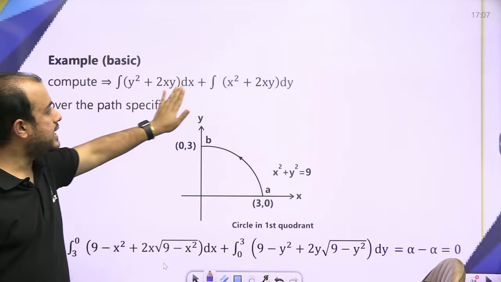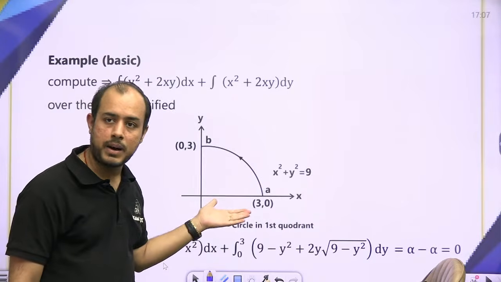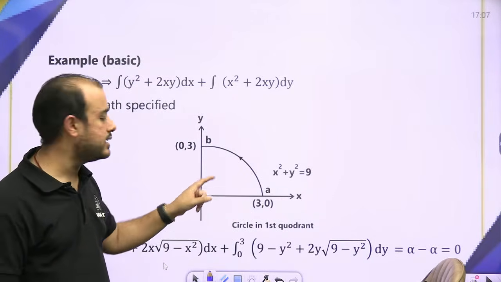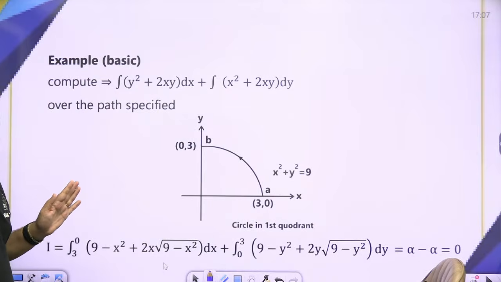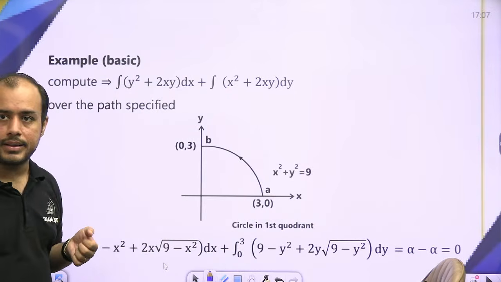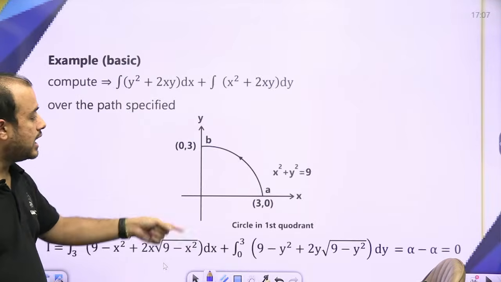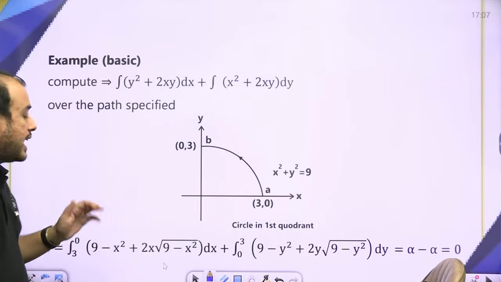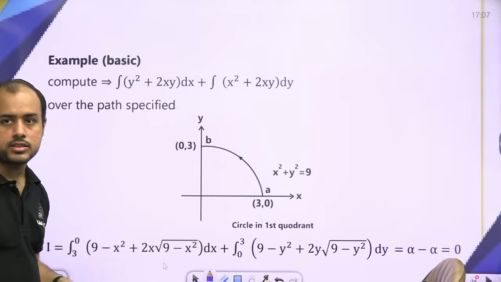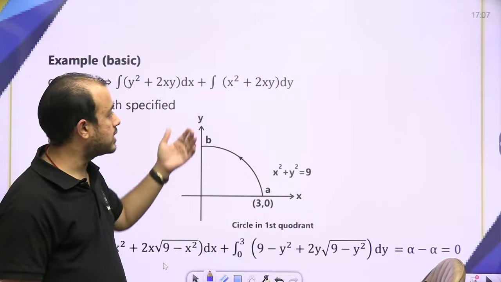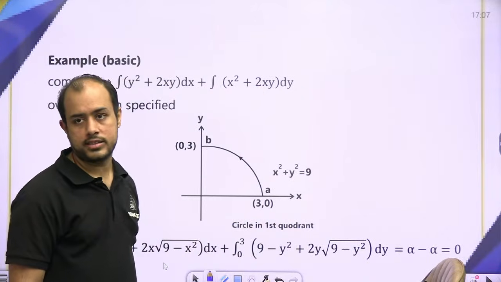See, I have to find this line integral and I have given a path. What is this path? This path is a circular arc in the first quadrant which goes from 3, 0 to 0, 3. So what did you do? In the first quadrant, y can be written as root of a square minus x square. You can do this. Now here radius a is 3. So root of 9 minus x square. So y square is 9 minus x square, so y is root 9 minus x square. Or you can do x square is 9 minus y square, so x is root 9 minus y square.